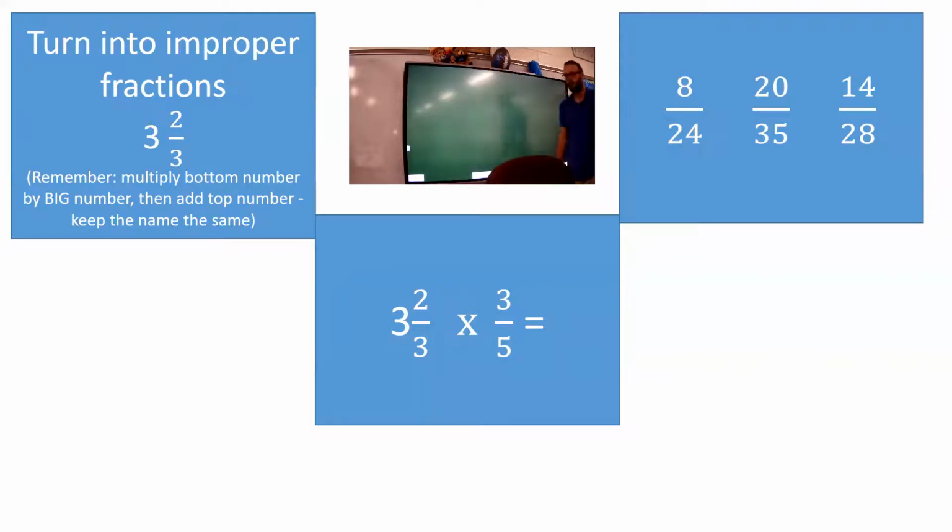Now the last one we're going to look at there is simplify. So we have 8/24. Let's simplify. And the way that I like to simplify this one is they're both even. Whenever they're even, don't even waste your time staring at those big numbers. Cut them in half. Oh, they're still even. Cut those in half.